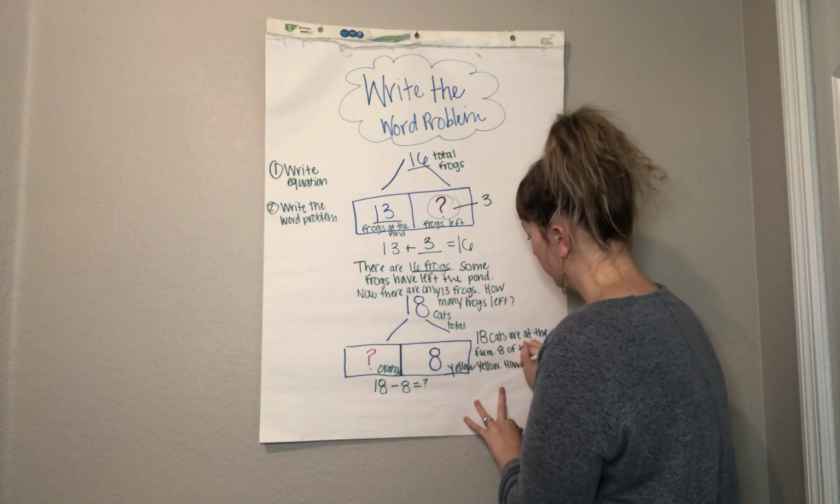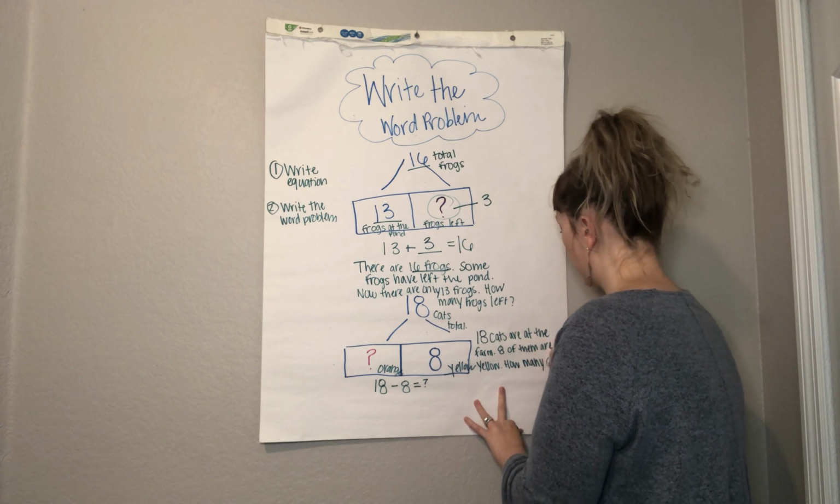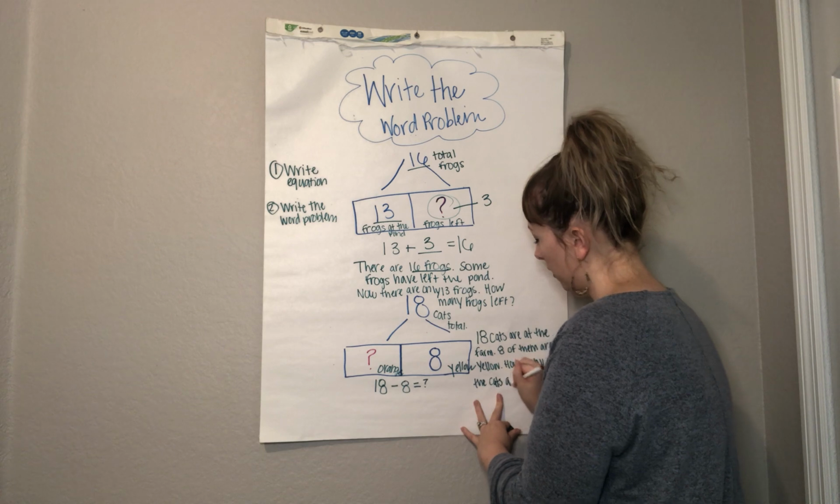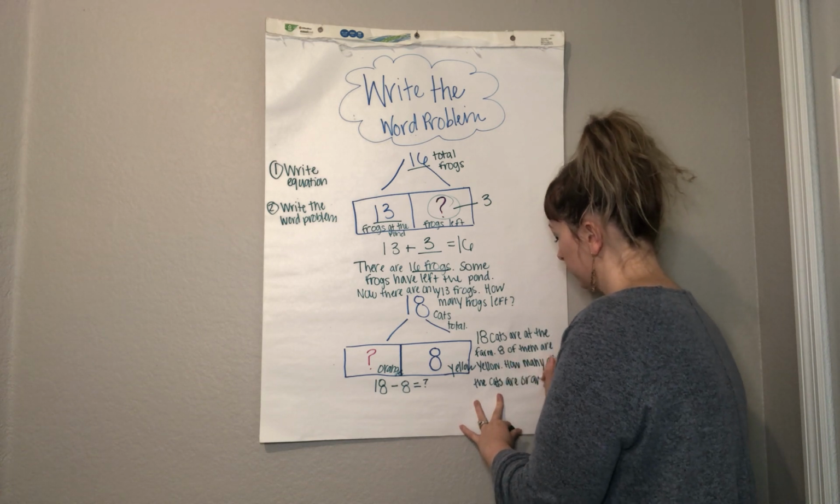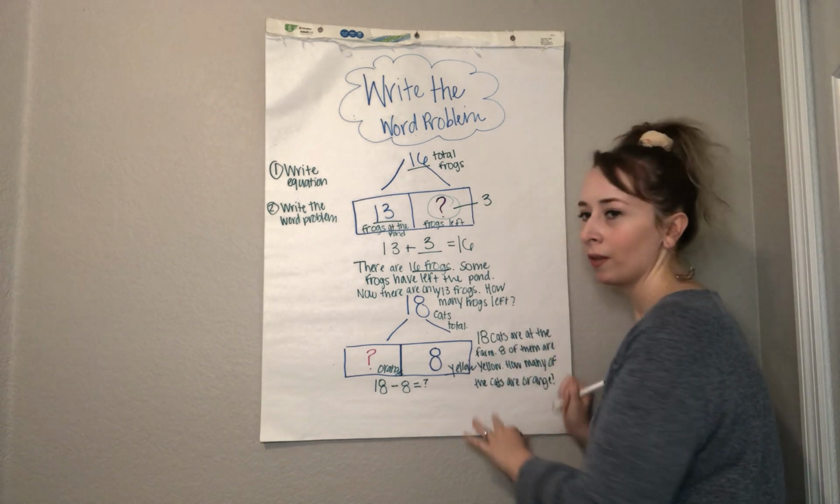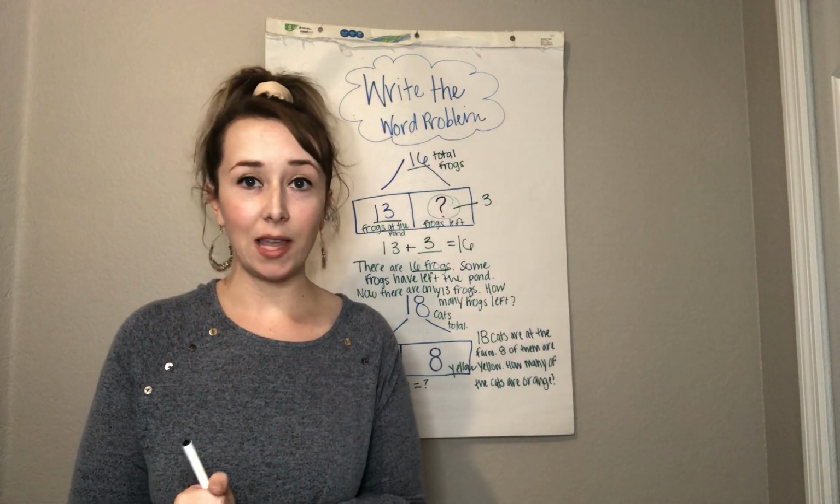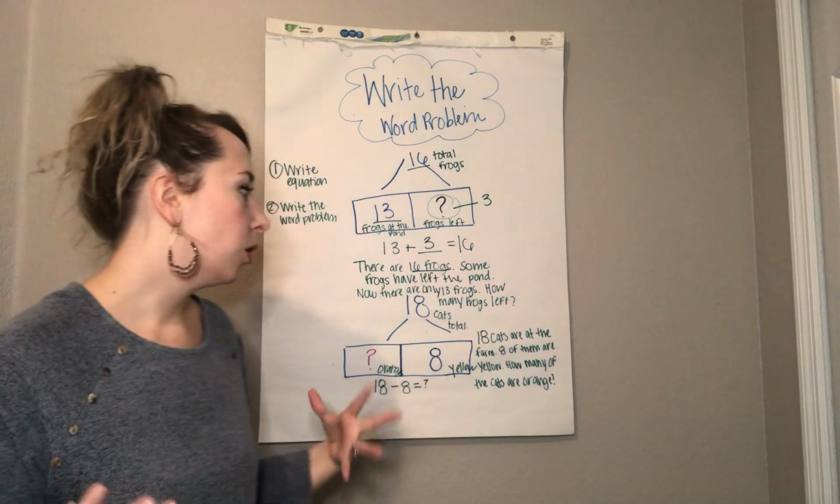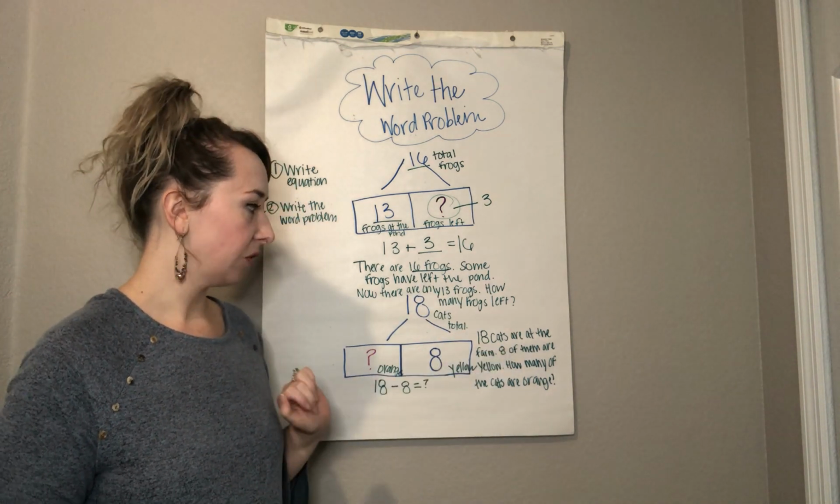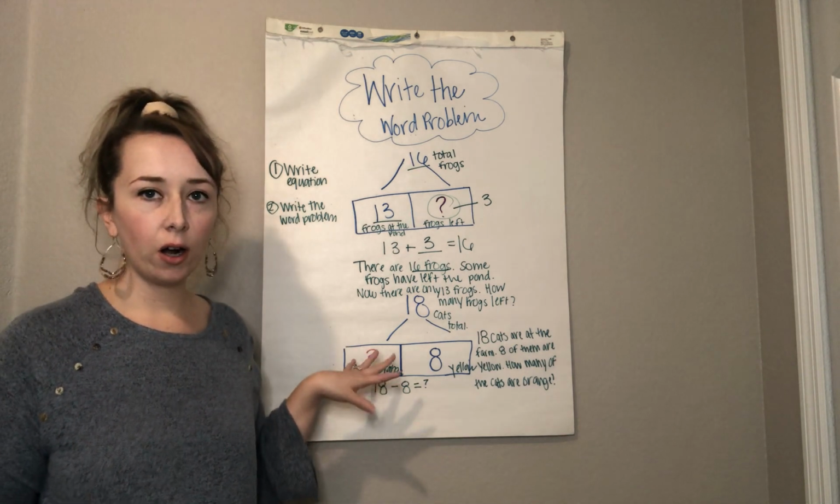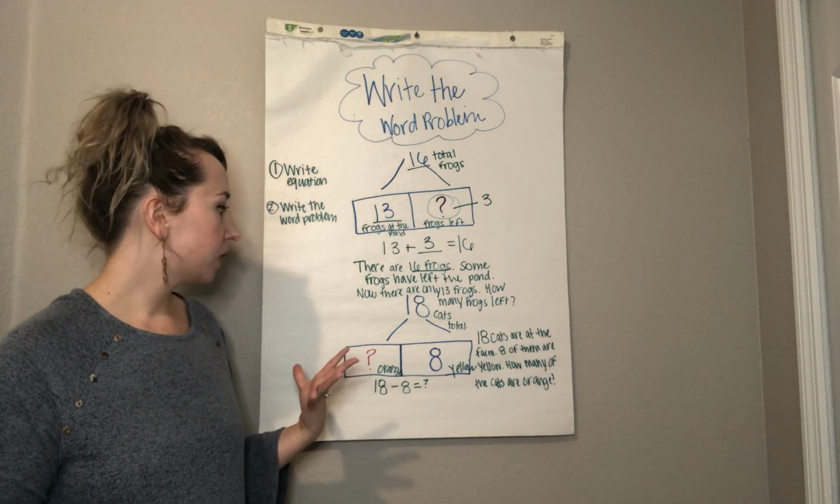How many of the cats are orange? Okay, so I just came up with a story problem on the spot, which means I didn't plan that. So you can make your own here. So I said there are 18 cats at the farm, 8 of them are yellow, so how many of the cats are orange? So now I have my story problem.